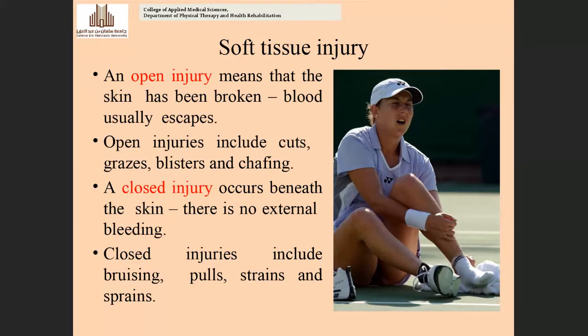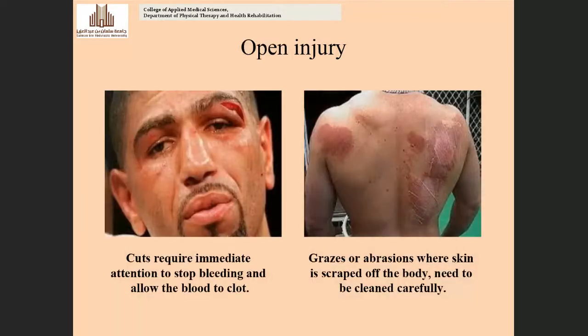So bruising means inside the skin, there is a rupture of the blood vessels, and there is sometimes muscle pull or muscle strain and sprain. So the soft tissue injuries, right? Again, the soft tissue injuries may be open injury or closed injury. The open injury means the skin becomes cut and there is a possibility of bleeding, and closed injury means there is no bleeding at all.